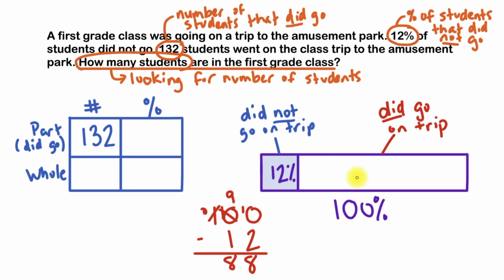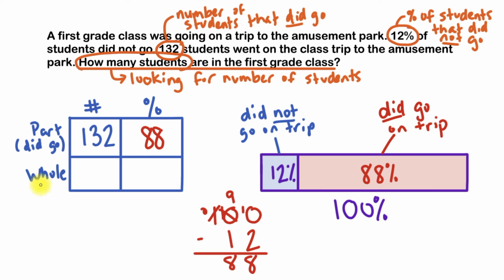Which means that this big piece, which represents the number of students that did go on the trip, is worth 88%. And since the top part of our ratio table is talking about students that did go, we're not going to put the 12%, because again, that talks about the kids that did not go on the trip. And since we want the percent of kids that did go on the trip, we're going to put 88 here instead.